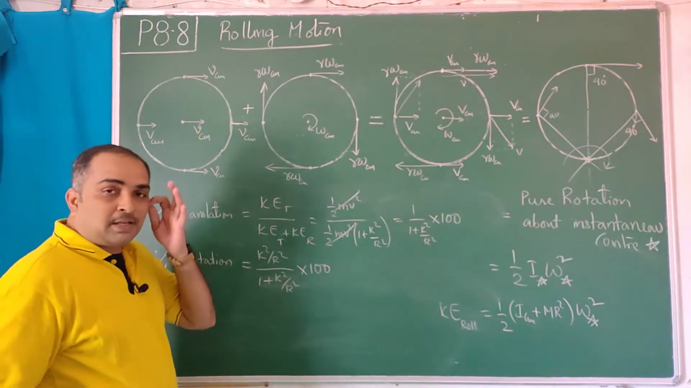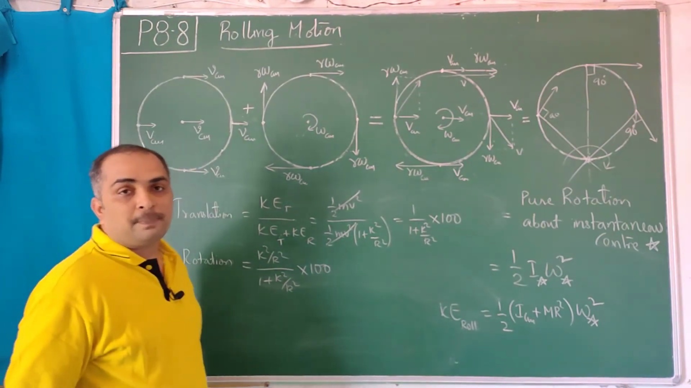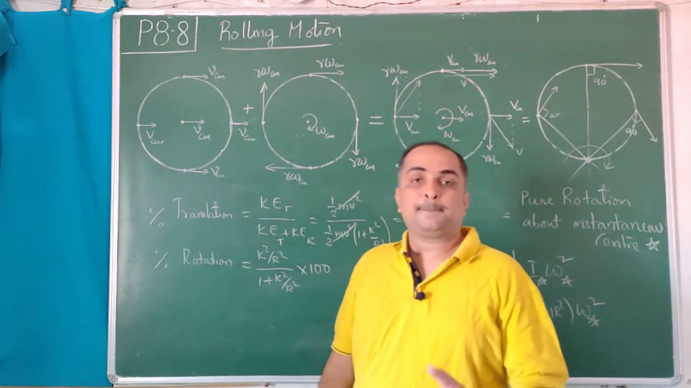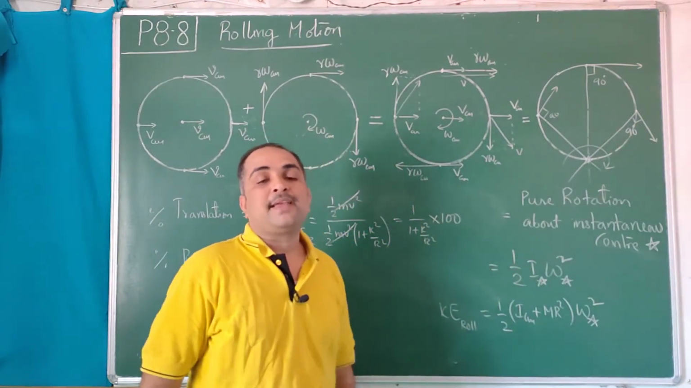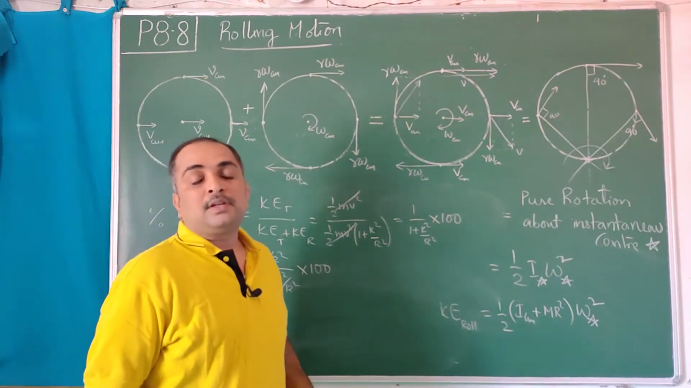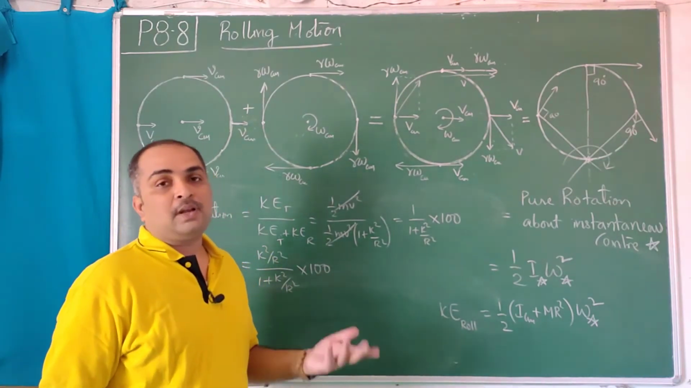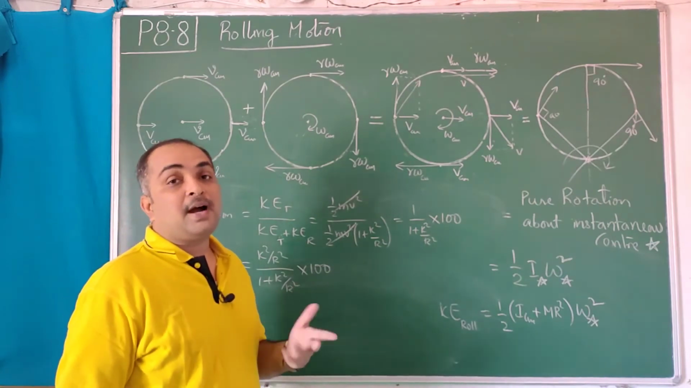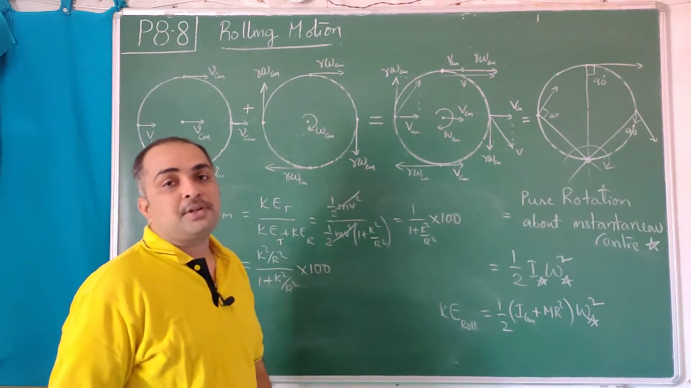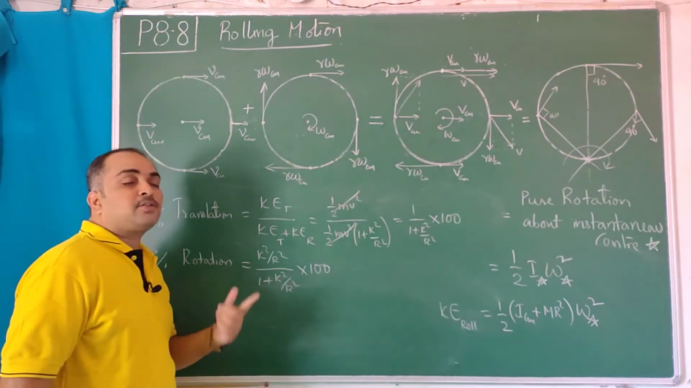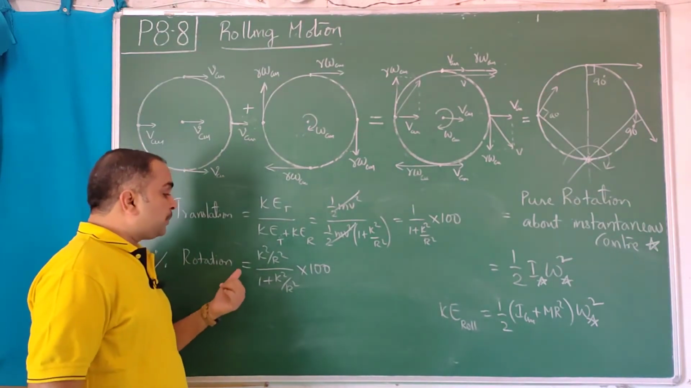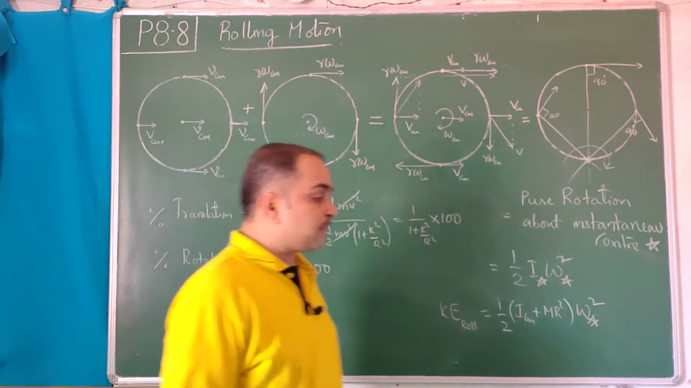By knowing the k square by r square value for each object, particularly the 6 objects we will consider during rolling: ring and hollow cylinder both will have k square by r square equal to 1, radius of gyration square by radius square. Solid cylinder and disc will have k square by r square half. Substitute that value to get the percentage. 2 by 3 will be the value of k square by r square in case of hollow sphere. 2 by 5 will be in solid sphere. Write that and you will get percentage of translation and percentage of rotation.